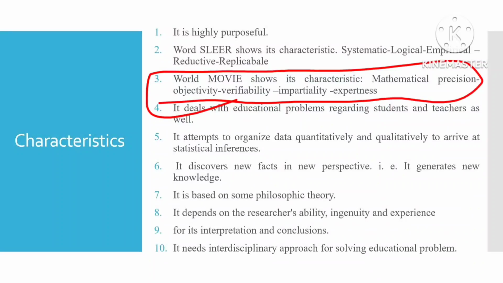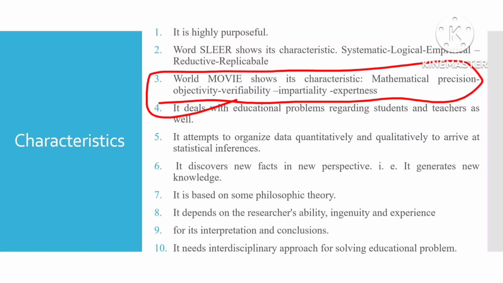Educational research often involves quantitative methods and statistical analysis, so we can say that it includes mathematical precision. While objectivity in educational research presents information without personal bias or subjective interpretation, verifiability is also an essential characteristic of educational research. It implies that research findings should be capable of being verified by other researchers or through replication of the study.